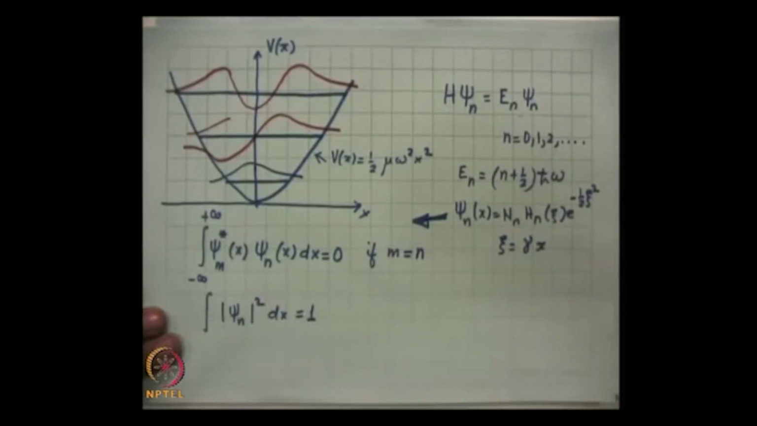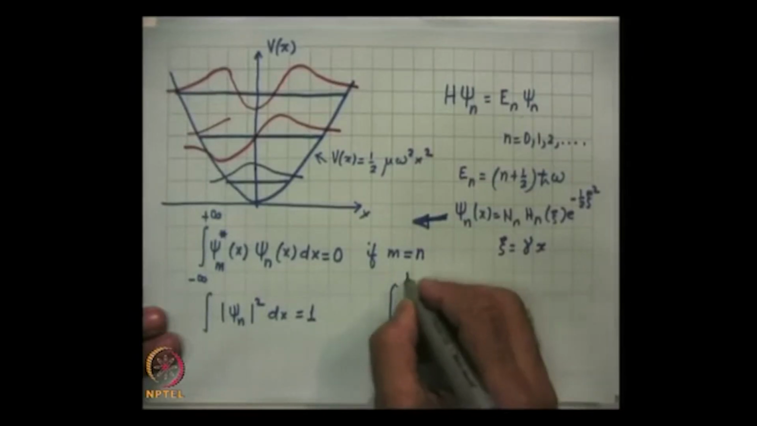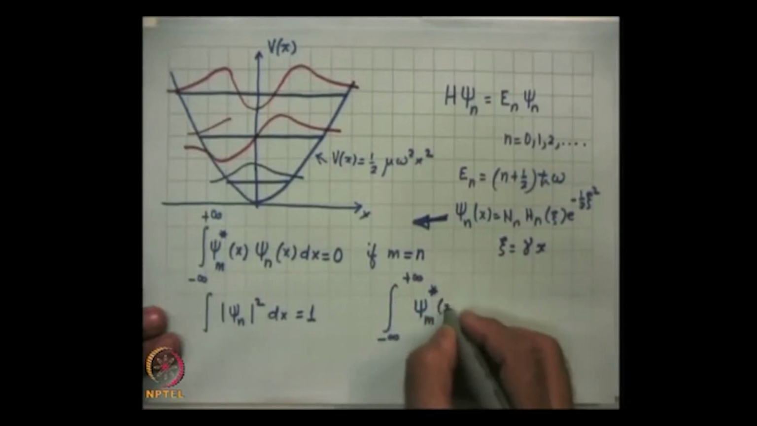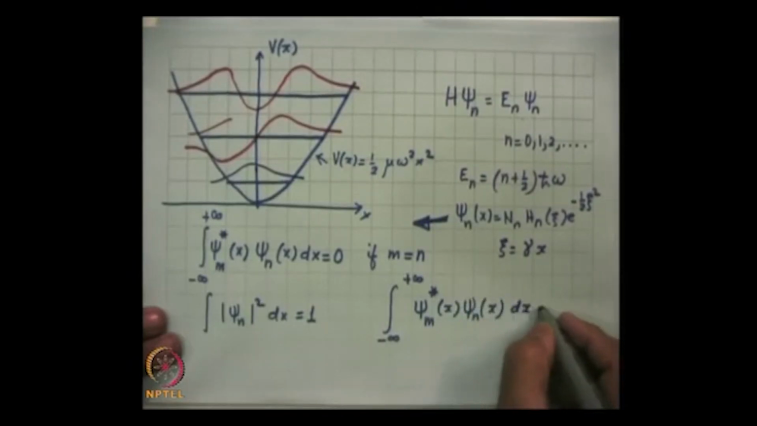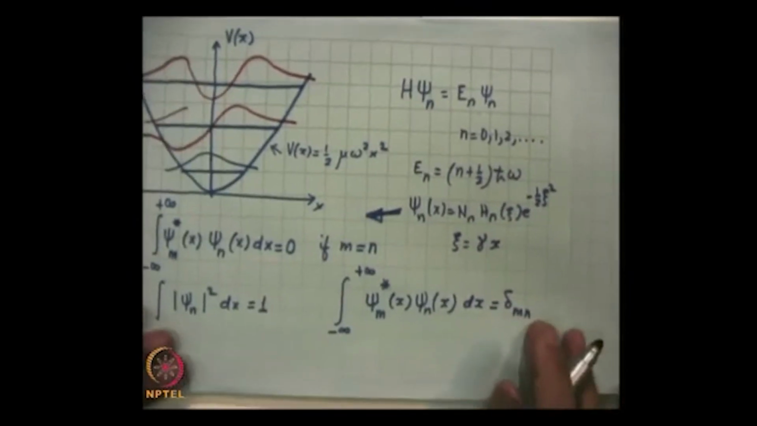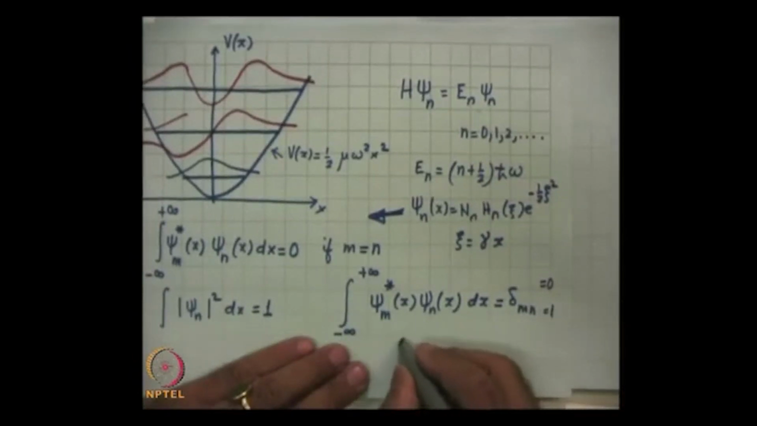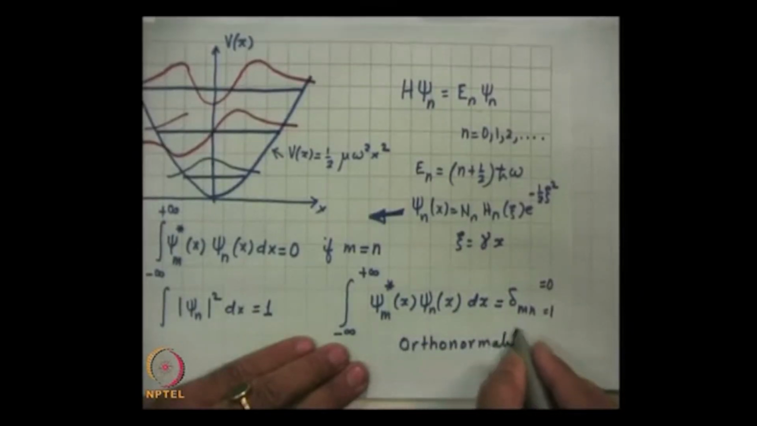And in fact, the N sub n are chosen in such a way that you have the condition that the integral from minus infinity to plus infinity of psi m star of x psi n of x dx is equal to the Kronecker delta. So, this is equal to 0 if m is not equal to n and is equal to 1 if m is equal to n. This condition is known as the orthonormality condition.